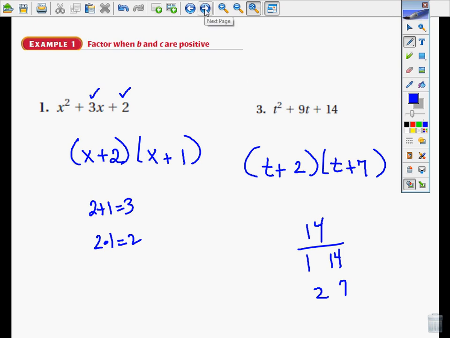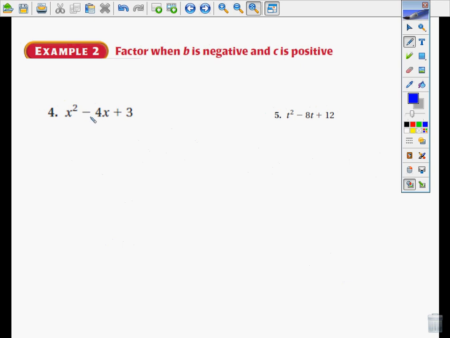Okay, let's try another one. This is what happens when b and c are both positive. B is positive, c is positive, so everything in here is addition. But in some cases, b is going to be negative and c is going to be positive. We're going to approach it the same way.